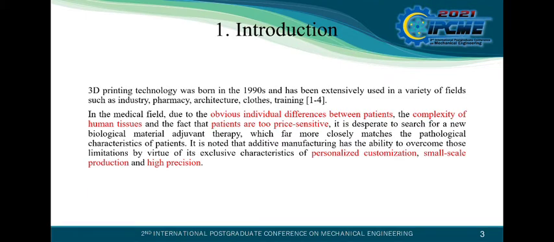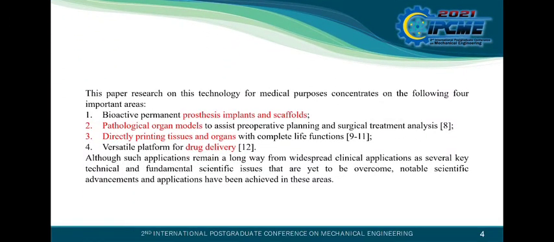3D printing technology was born in the 1990s and has been extensively used in a variety of fields such as industry, pharmacy, architecture, clothes, training, and so forth. This paper's research on this technology for medical purposes concentrates on the following 4 important areas. First, bioactive permanent prosthesis implants and scaffolds. Second, pathological organ models. Third, directly printing tissues and organs.